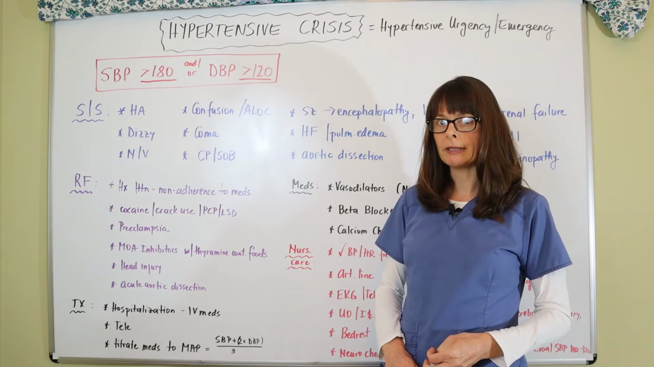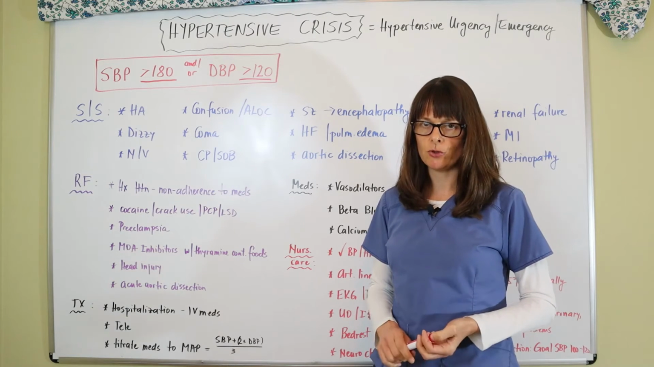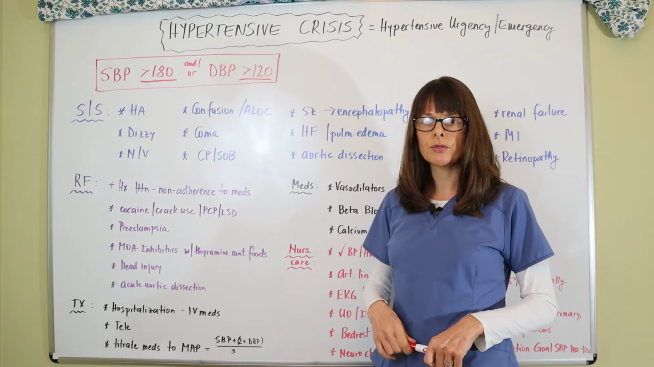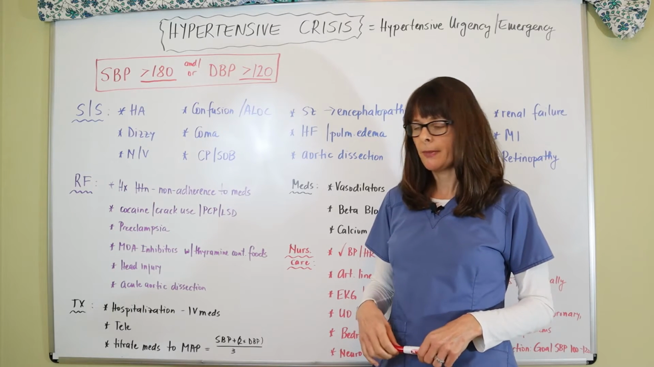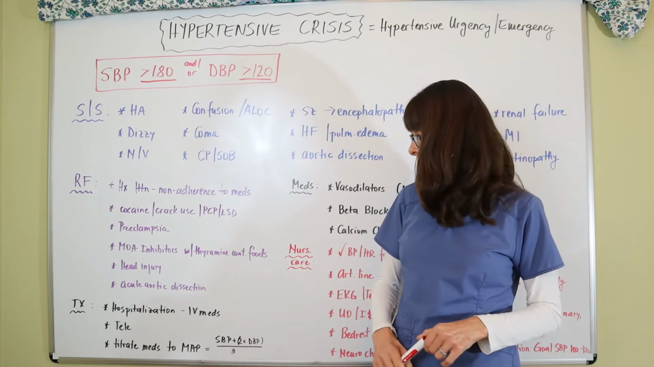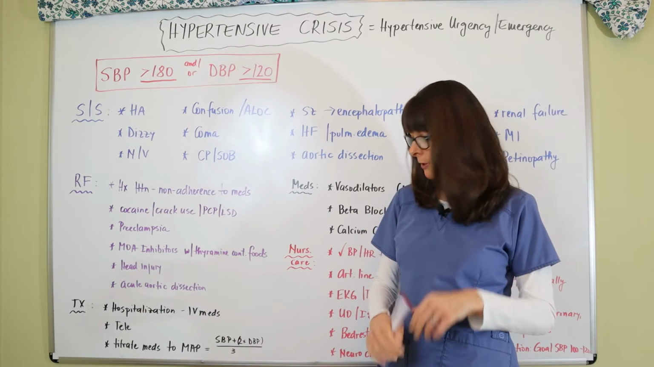Now, what's the treatment? The patient will need to be hospitalized for IV medications. Many times a single dose or two to three single doses won't really do the trick. The patient will have to be hospitalized and be on medications that need to be titrated, meaning adjusted to a certain level of blood pressure.